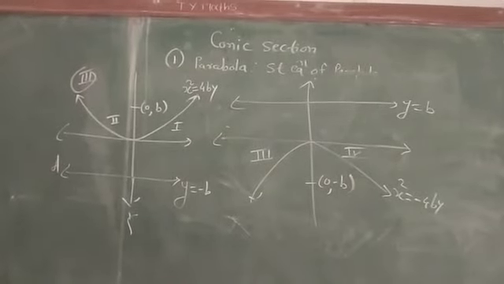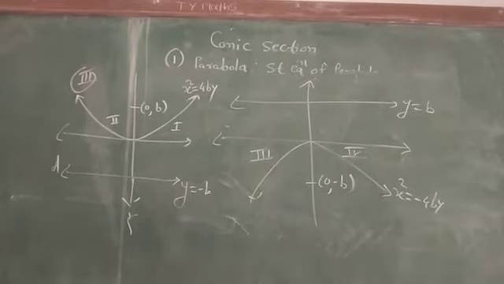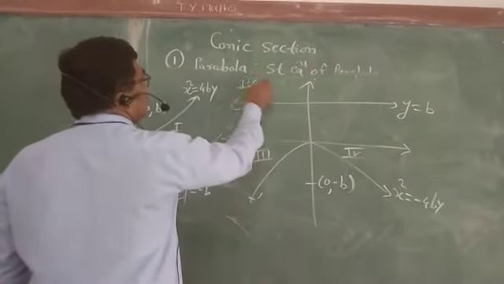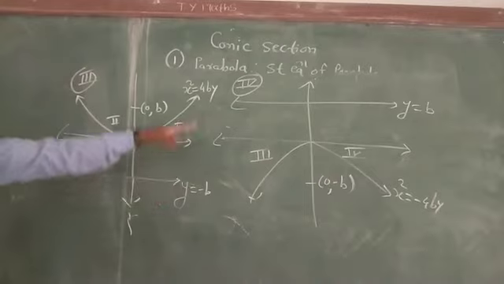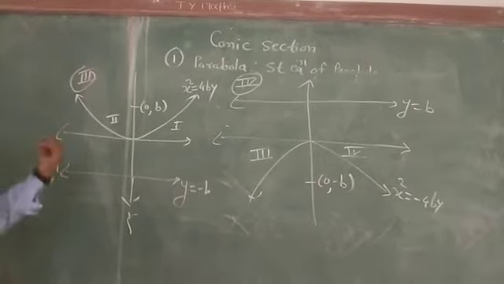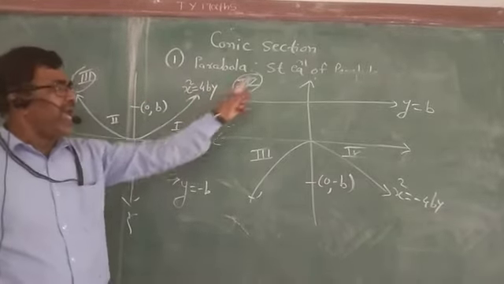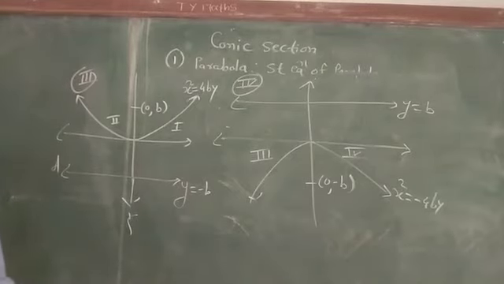Parabola number 4. First parabola lies in first and fourth quadrant, that is y square equal to 4ax. Second, y square equal to minus 4ax. Third, x square equal to 4by. And fourth, x square equal to minus 4by.